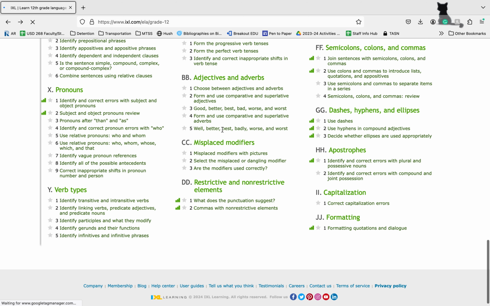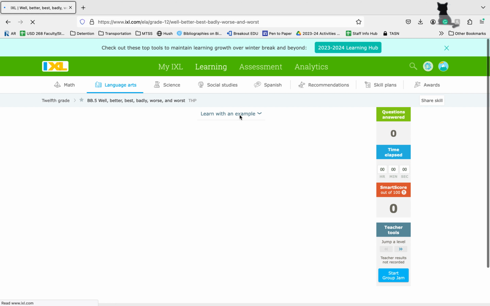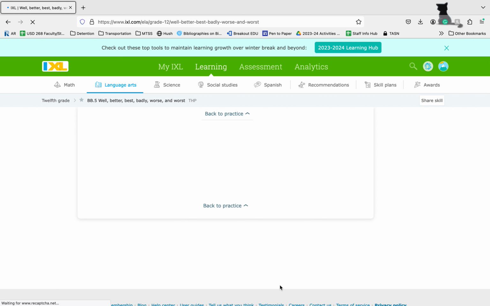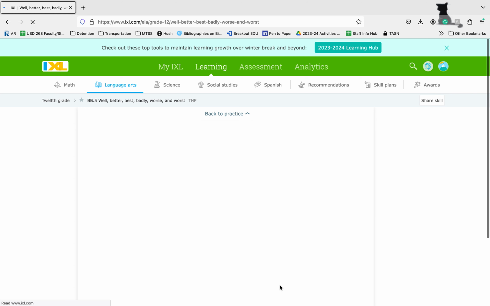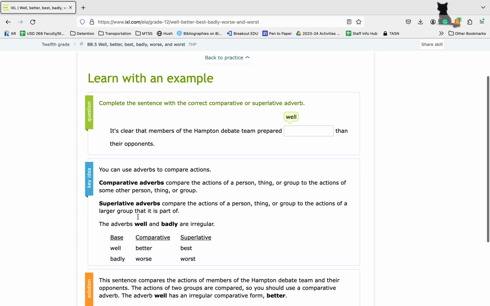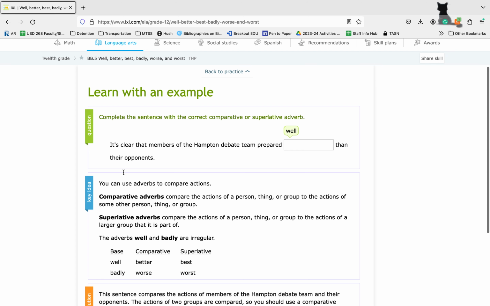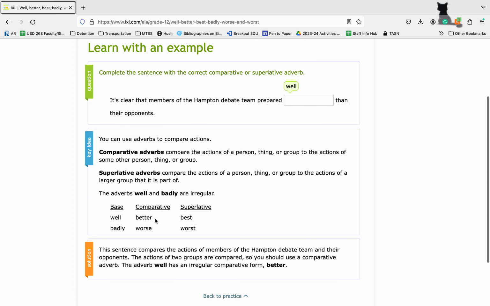Now this one is where we're going to be comparing the irregular versions of the word. So much like we did good versus bad previously, we're going to be looking at their other forms when we're looking at the adverbial version versus the adjectival version. So here we have the sentence, it's clear that members of the Hampton debate team prepared well than their opponents. So comparative, we're going to use better, and then best for superlative. So because we're comparing the Hampton debate team and their opponents, we're going to use better.